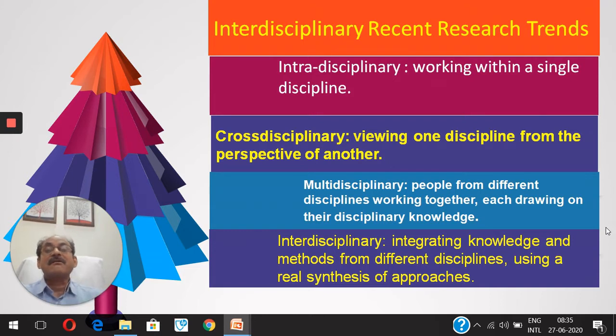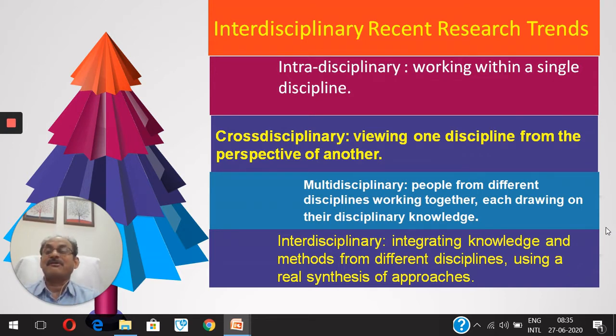Another thing is cross-disciplinary. Cross-disciplinary means viewing one discipline from the perspective of another. So you can cross it. This is the concept of cross-discipline, meaning one discipline crosses to another discipline.